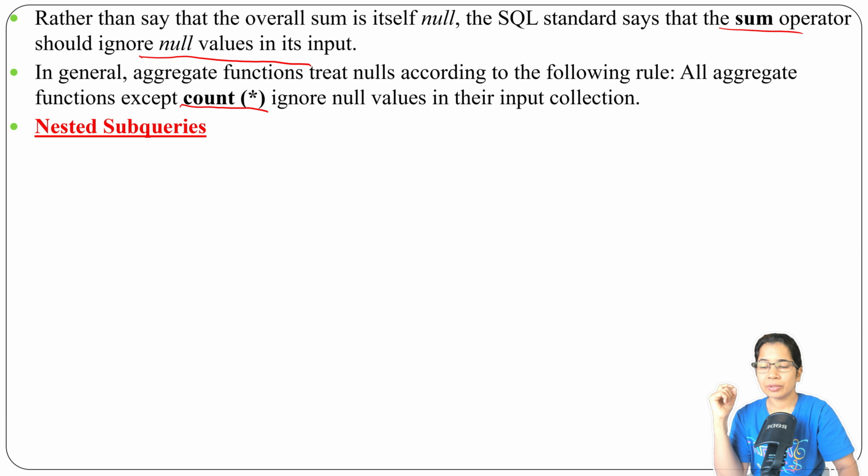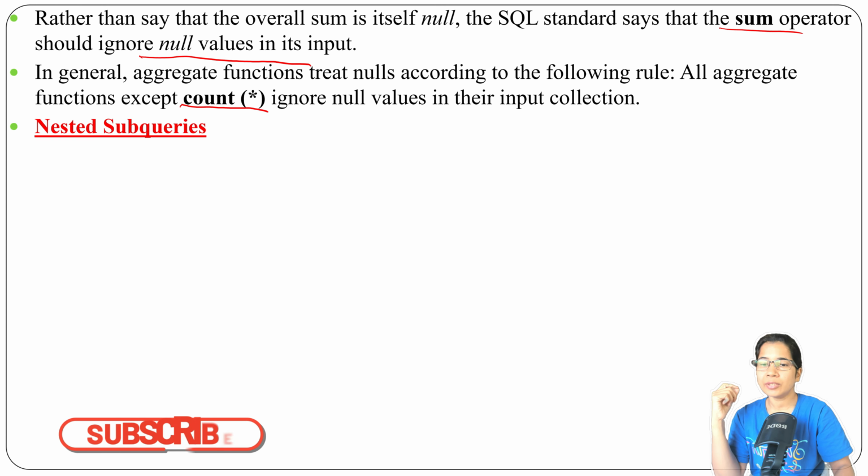That's all about the having clause and null with aggregate functions. In the next lecture, I will discuss nested subqueries. The having clause we can use after group by. And if there is no group, then it will consider the whole relation as one group.